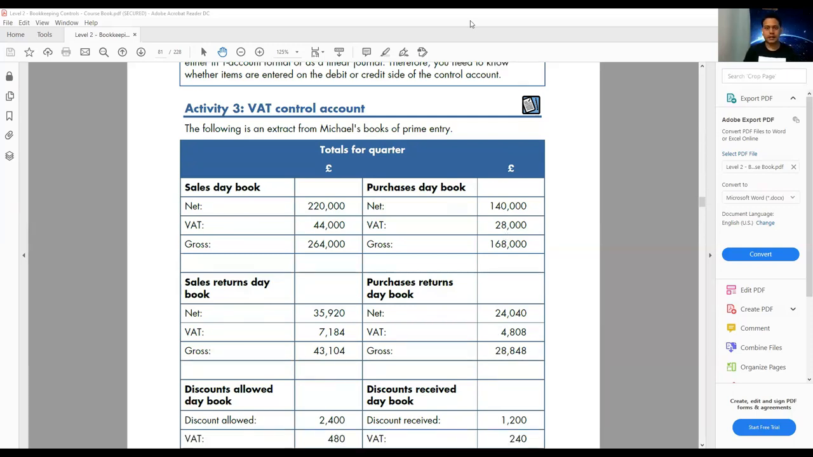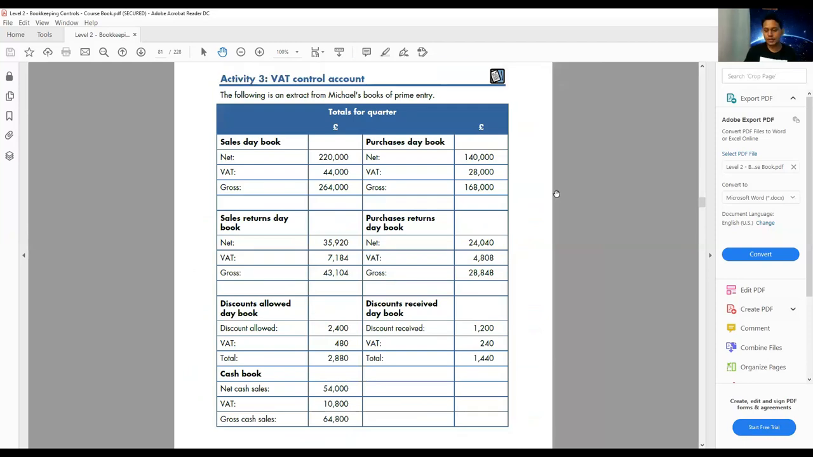Now this question, let me try to make it bigger, smaller, so that you can see it. All right, better. So you see this question? This question is all about the VAT control account. Now here they give you everything. They give us the sales day book, they give us the purchase day book, they give us the sales return day book, the purchase return day book, discount allowed day book, discount received day book, and cash book.